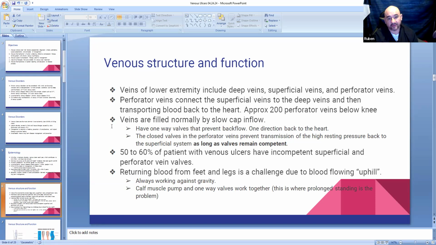Returning the blood from the feet and legs is a challenge because you're working against gravity. We're always working against gravity, right? Whether it's our wrinkles or our veins. That calf muscle pump is what helps get that blood back up to the heart. But it's the prolonged standing, or sitting, that these folks do that causes their problems.